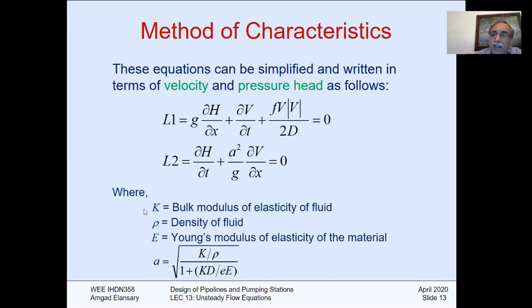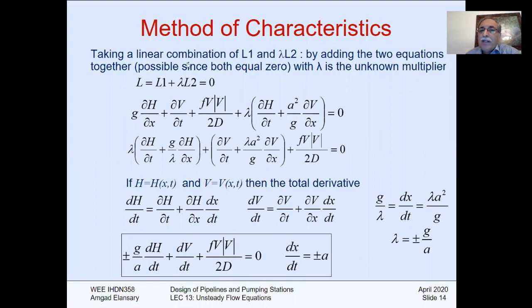Remember, all the parameters here, you know them. You know the bulk modulus K, the density rho, your Young modulus capital E, and the wave speed, which is the square root of K over rho, 1 over (1 over K plus D over E e). So now, after naming the equations, we need to do some manipulation by taking a linear combination of L1 and lambda L2. What do you mean by that? The equation L2, I'm going to multiply by a multiplier called lambda. We're going to learn what the meaning of lambda is here.